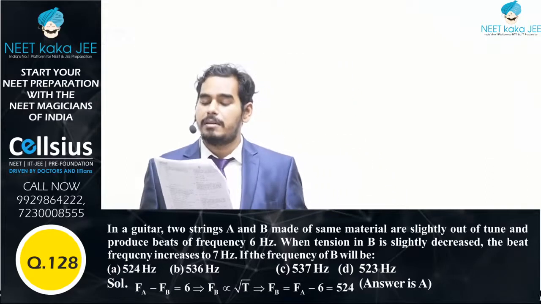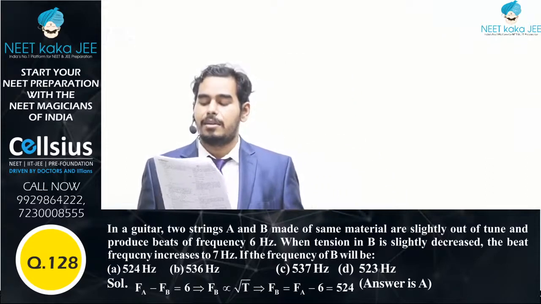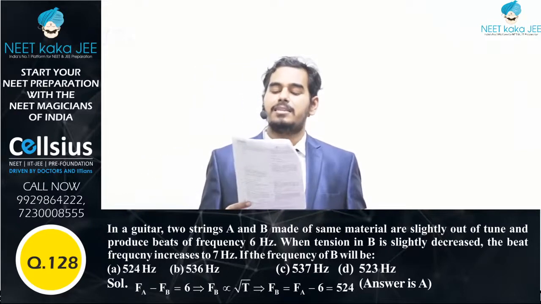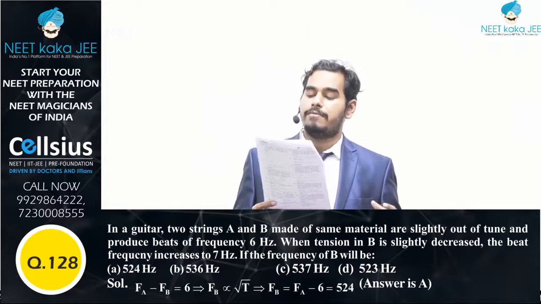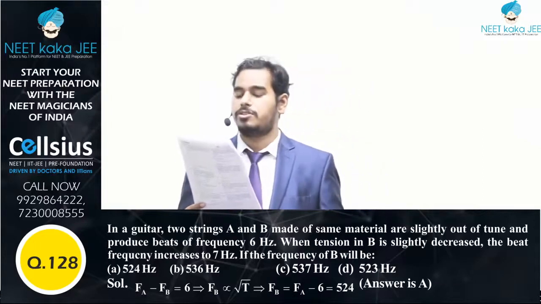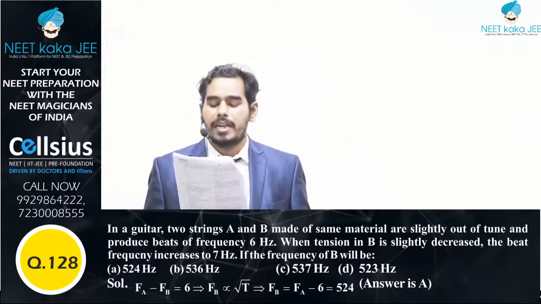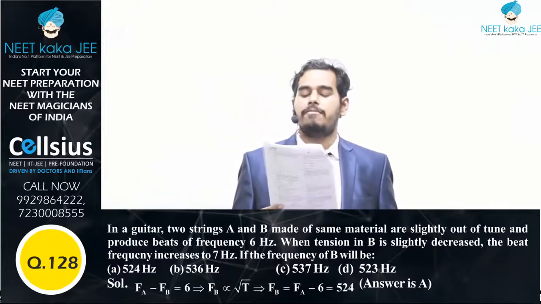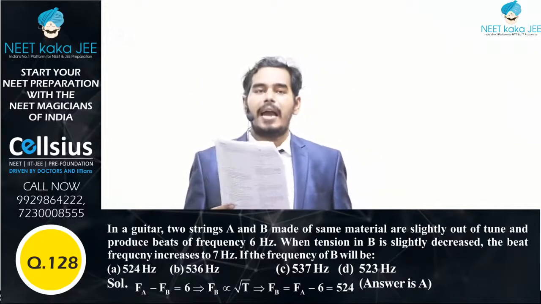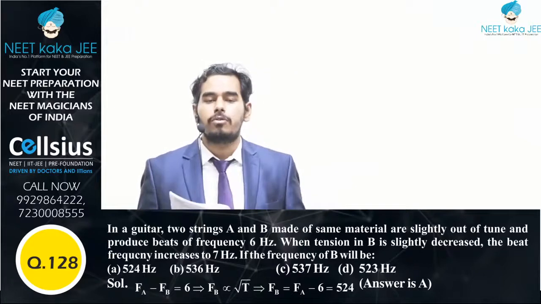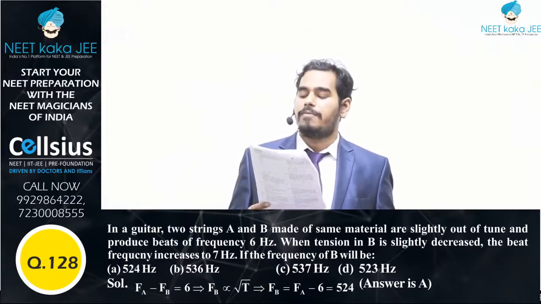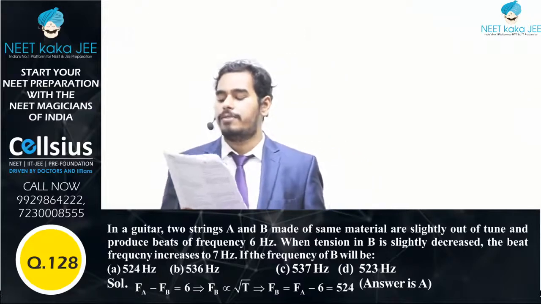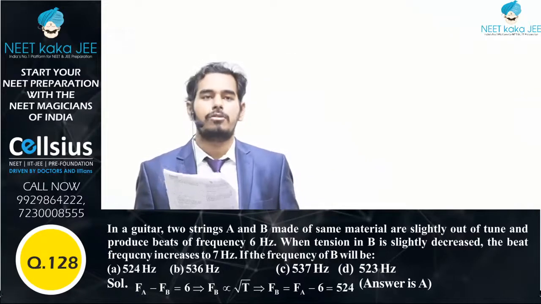Now when tension in B is slightly decreased, the beat frequency increases to 7 hertz. So the frequency of B we have to calculate. You know that FB is directly proportional to root T, and FA minus FB, according to the question, was given to you as 6. So FB is equal to FA minus 6, so it is going to be 524 hertz. So your answer is going to come as A.